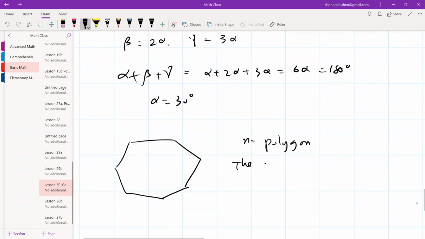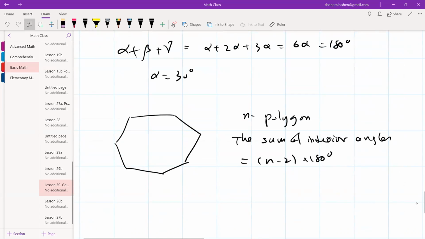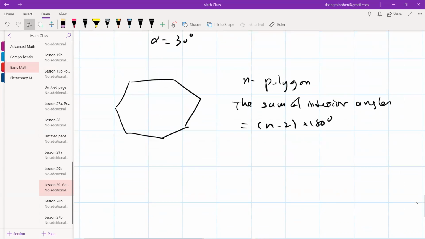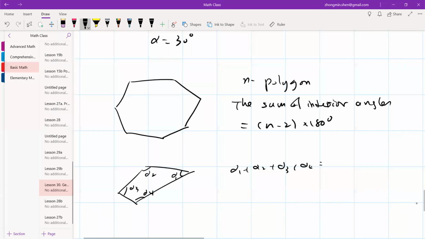Then it says that the sum of interior angles is going to be n minus 2 times 180 degrees. It's more general than the triangle. Okay, have you heard about that? So the special case is an arbitrary convex body like that. So this is alpha 1, alpha 2, alpha 3, alpha 4. So the sum is going to be n minus 2 times 180 degrees. That's 360 degrees. So the sum of 4 interior angles is going to be 360 degrees.